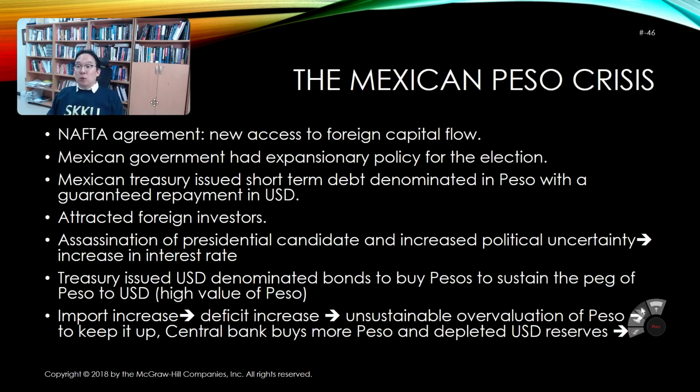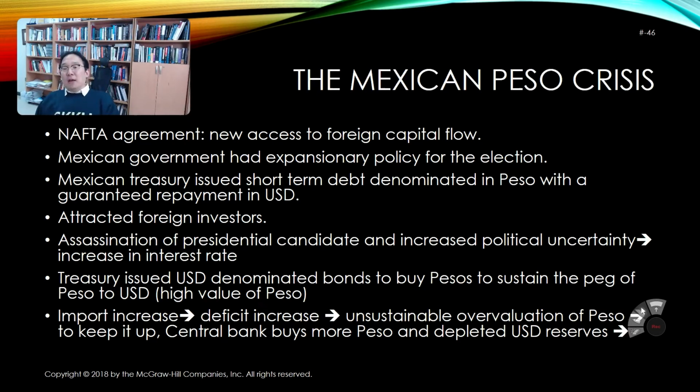The Mexican Treasury issued short-term debt to sustain it, right? And then the short-term debt was denominated in pesos with a guaranteed repayment in US dollars. That attracted a lot of foreign investors. But then again, the presidential candidate was assassinated, and that increased the political turmoil and the uncertainty. The interest rates seemed to go up with that, right? But to prevent that kind of rate increase, the risk premium, the Mexican Treasury issued US dollar denominated bonds to buy pesos to sustain the peg of the peso to the US dollar. They wanted to keep the value of the peso high, an overvalued situation.